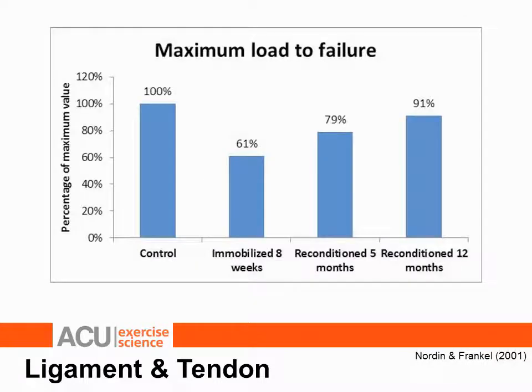And those quick decreases that we see from immobilization don't recover as well as you might imagine either. So you can see here further to the same study, we have a control of 100%, and immobilization after 8 weeks is at 61% of the maximum value, so that's load to failure. And then we see improvements as the reconditioning goes on, but even 12 months after that immobilization, after a year of reconditioning, we're still only at about 91% of our tendon strength to failure. So it does take a long time to recover from these short periods of immobilization.